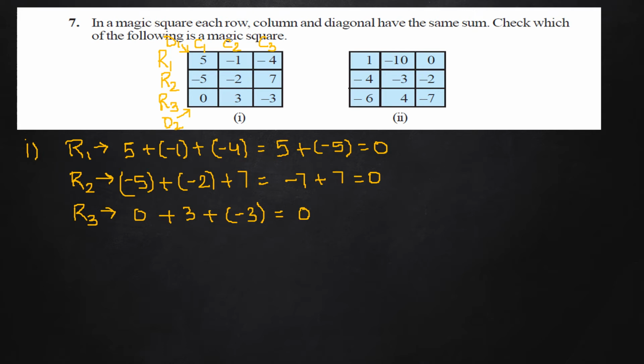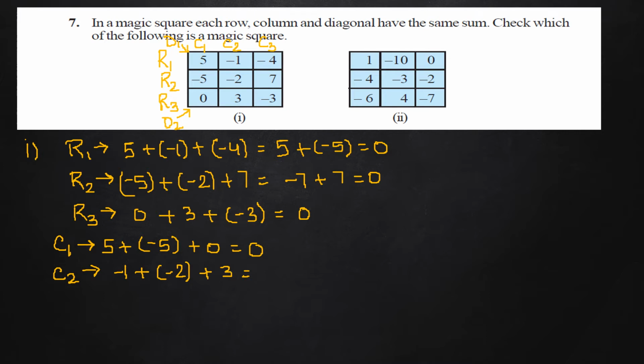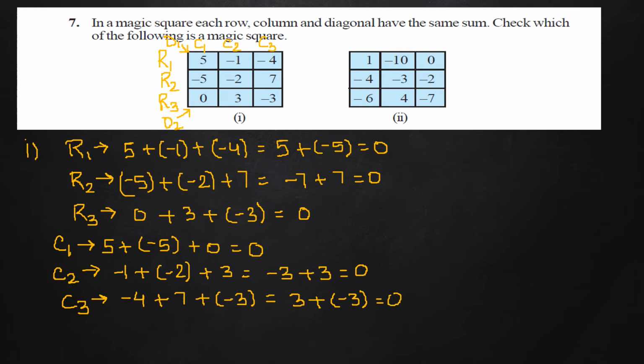Next we come to calculating the sum of the columns. So column 1 we have 5 plus minus 5 plus 0. 5 and minus 5 are the additive inverse of each other, so the sum is 0. Column 2, minus 1 plus minus 2 plus 3. So it's minus 3 plus 3 and we get the answer 0 again. Column 3, minus 4 plus 7 plus minus 3. Now in this case, minus 4 plus 7 gives us 3 and then plus minus 3 gives us the answer 0.